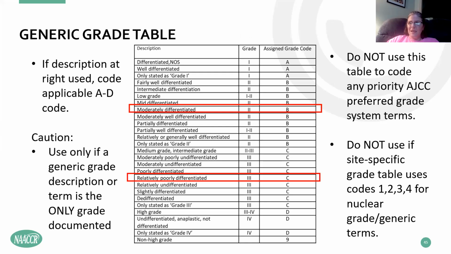So you do not use this table for any priority AJCC preferred grading system terms. So, you know, if you have a Nottingham, you cannot come here and use it. You cannot use it to convert to grade 1, 2, 3. Even though we have that column in the middle, you do not use that to convert a moderately differentiated tumor to a Nottingham grade 2. That's not how you use the table. And when we update the grade manual, we're actually going to take that middle column out because it's causing confusion. And I can see why.